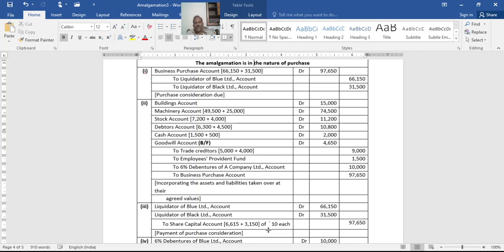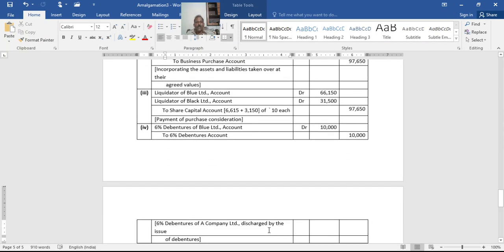Then to business purchases: in entry number 1 you have debited, now you credit, and after passing this entry you have to total. If the credit entry total is more than the debit entry total, the differential comes on the debit, and that should be called goodwill, like in this problem, which is a balancing figure. Total of credit minus total of debit, thereby you get 4,650. Various assets and liabilities taken over, or incorporating assets and liabilities. So now debenture settlement discharged, 6% debentures of Blue Limited from entry number 3 credited there.